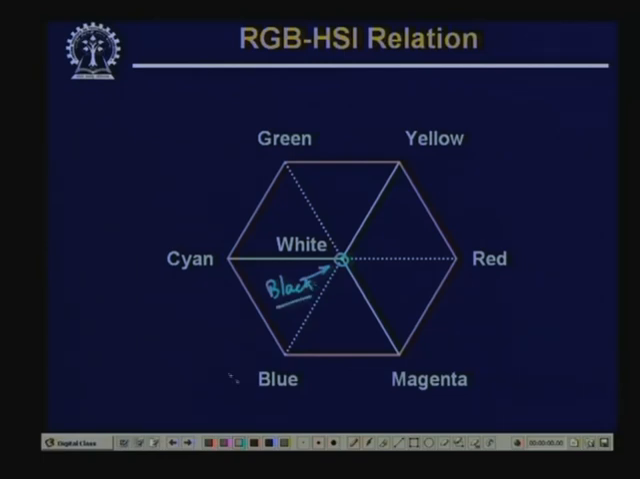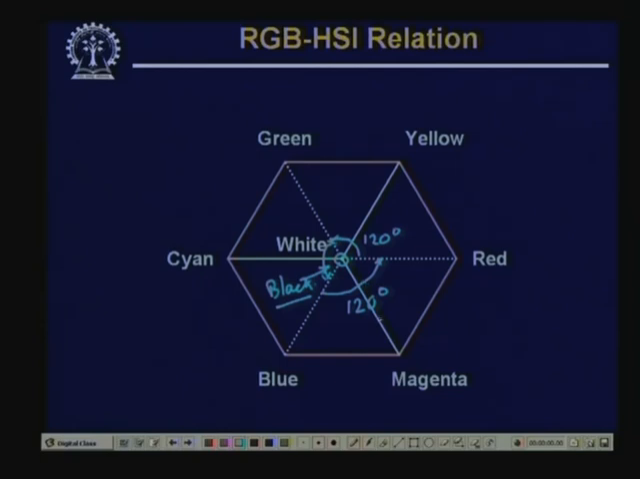And the other primary colors of light and the primary colors of pigments will be projected at different vertices of the hexagon. So, here you find that if I draw lines joining the center of the hexagon to all the vertices of the hexagon, then red and green will be separated by an angle of 120 degree. Similarly, green and blue will be separated by an angle of 120 degree. Similarly, blue and red will also be separated by an angle of 120 degree.